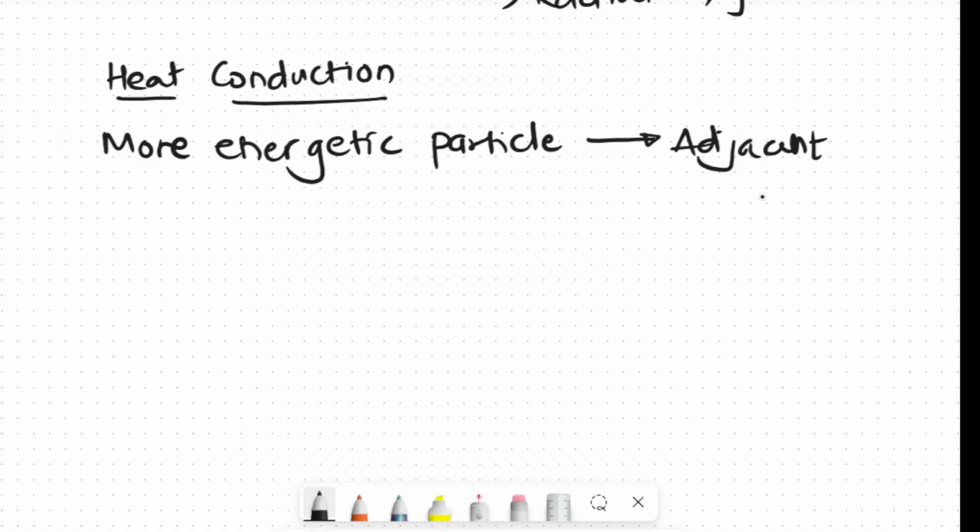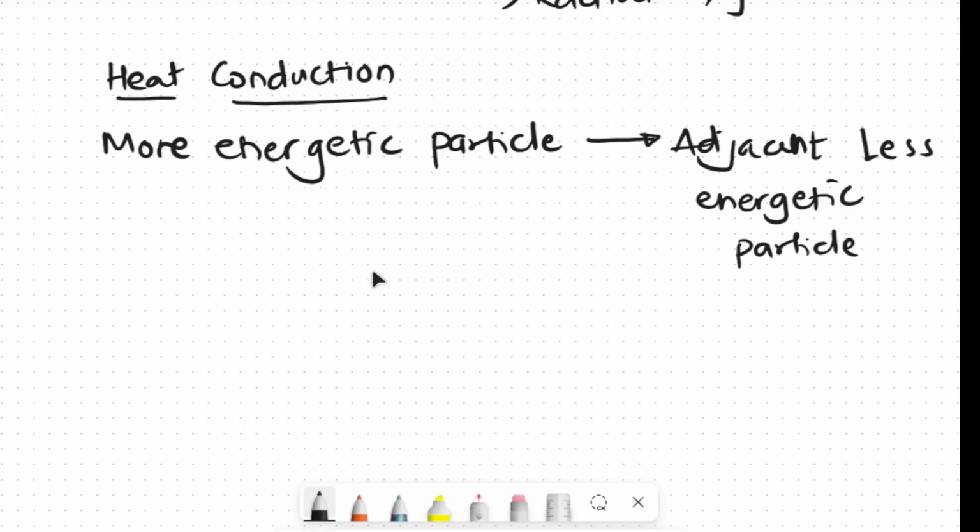So, adjacent less energetic particle. If the energy is more, the temperature is more. If the energy is less, the temperature is less.